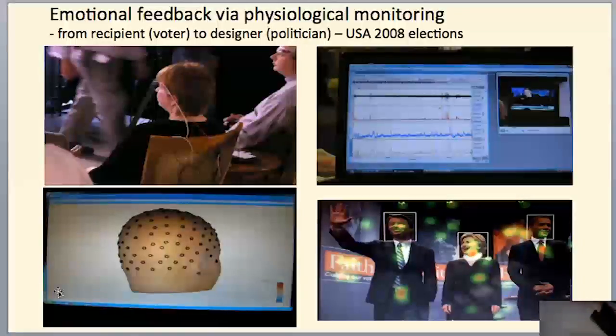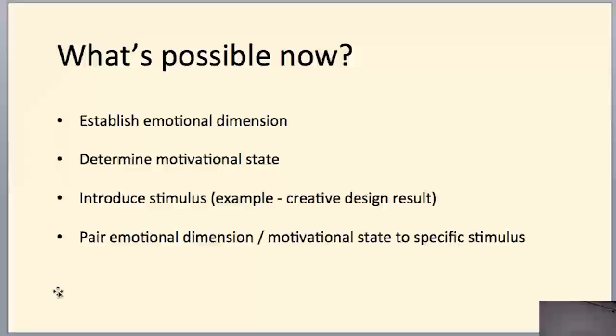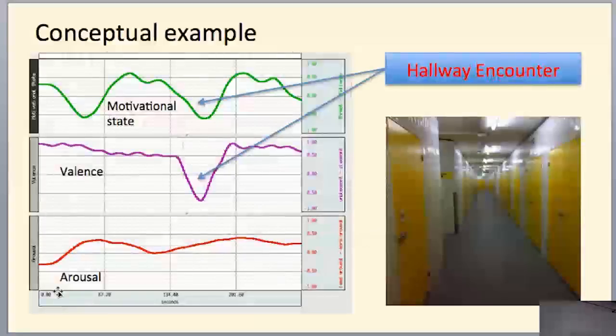This is an example of that from the political framework. Back in 2008, we were involved in some work that had the designer, the politician, and they were measuring motivational and emotional responses, and the potential is there to craft a message that would be delivered differently depending on how people were physiologically responding to it. So this is what's possible now.